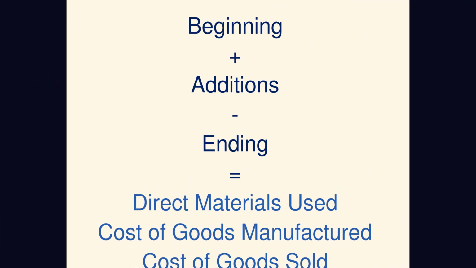The magic formula works by taking the beginning balance plus any additions to this section of the schedule minus the ending balance. And this is going to equal 3 parts of the schedule. It equals the direct materials used, the cost of goods manufactured, and also the cost of goods sold.